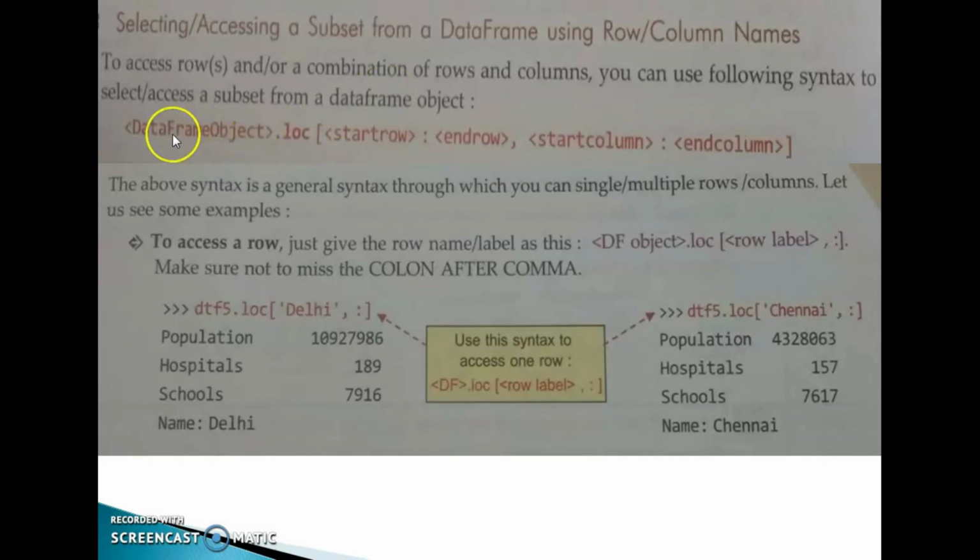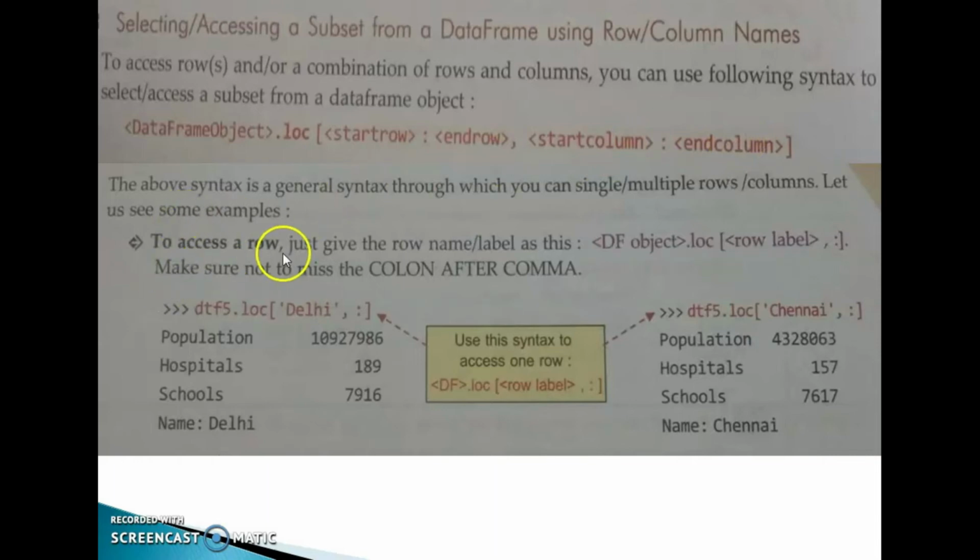The syntax is data frame object dot LOC. Then within the square bracket, you must use start row, colon, end row, comma, start column, colon, end column. Rows and columns we can specify inside this square bracket. That means we need a subset from a data frame object. By using this LOC, we can specify the start row and end row, then start column and end column. Clear?